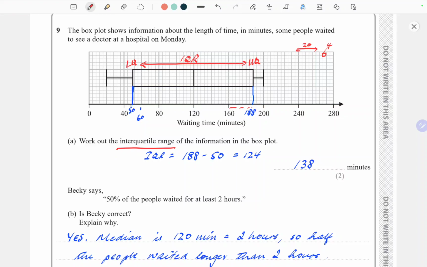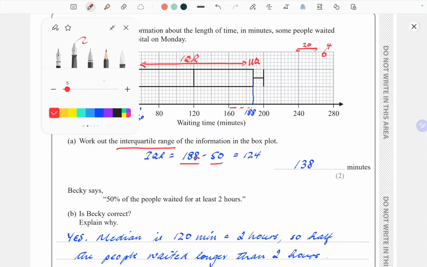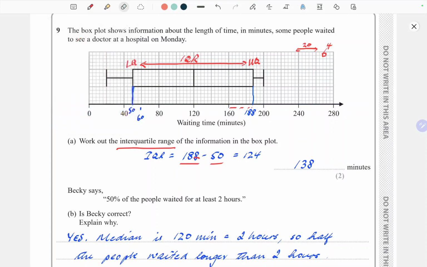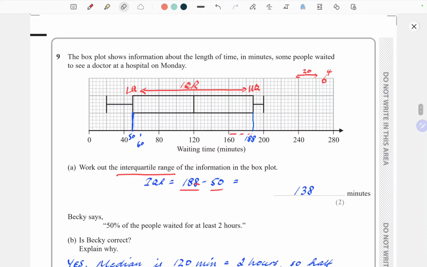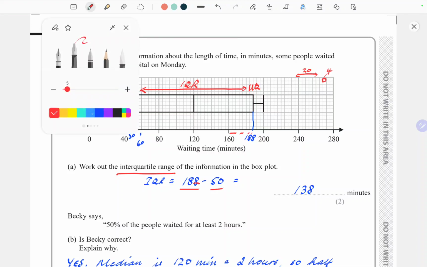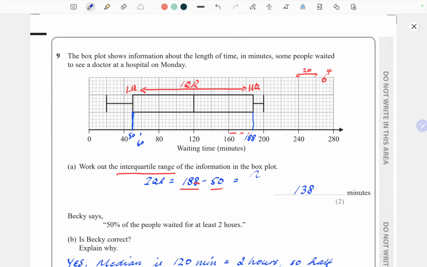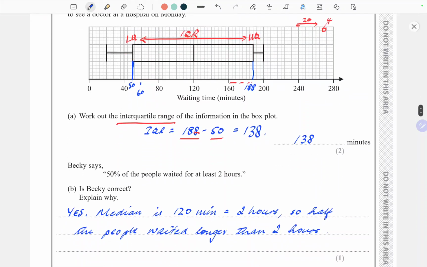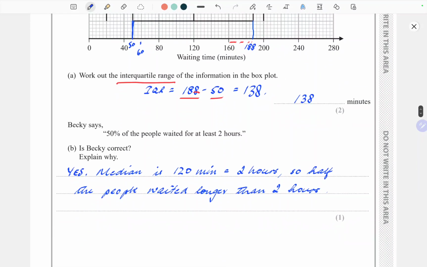And this one's fairly simple. That's 50, bang in the middle between the two. So the interquartile range is 188 minus 50. Oops, have I written something down wrong here? My apologies. I think there was an incorrect writing there. So that should read 138. There you go. I don't know what I had 124 there for.